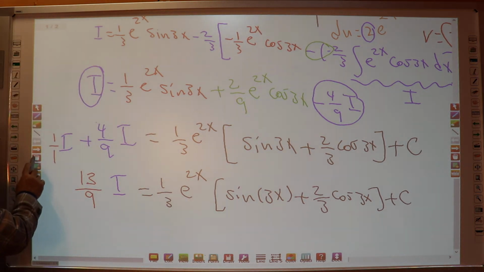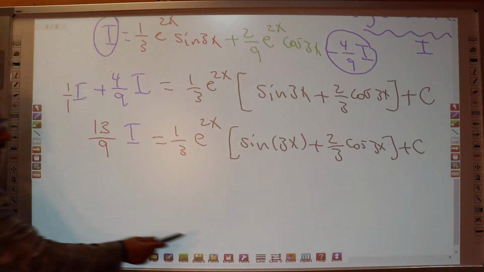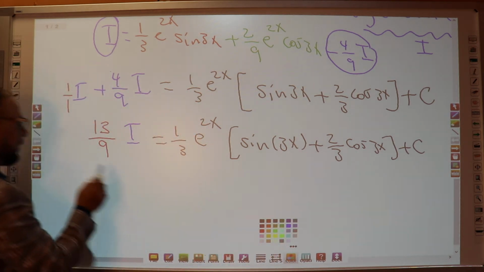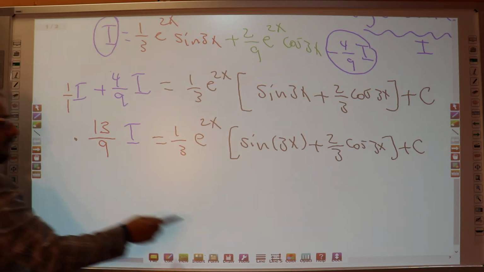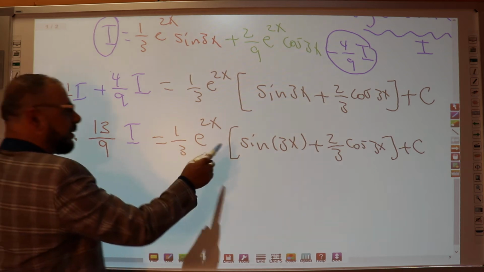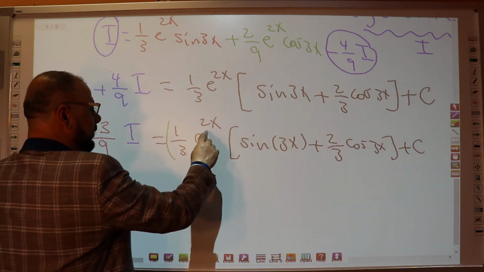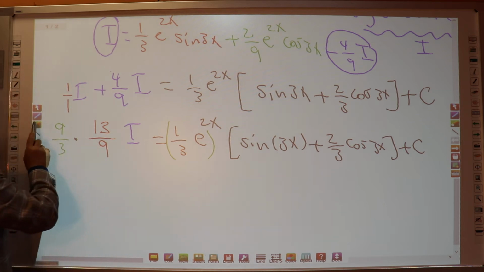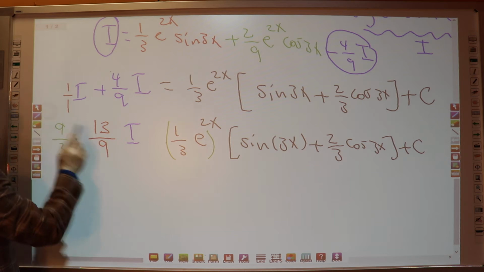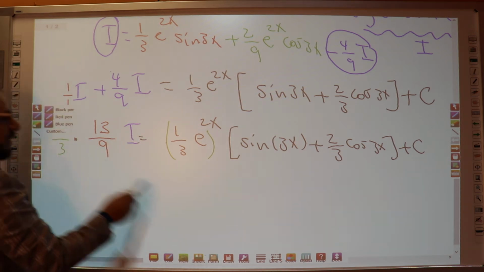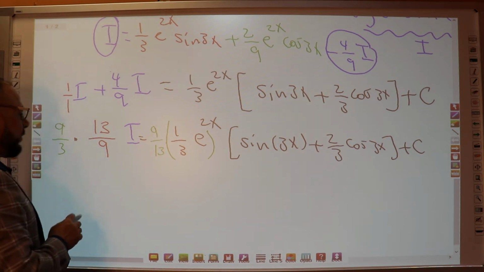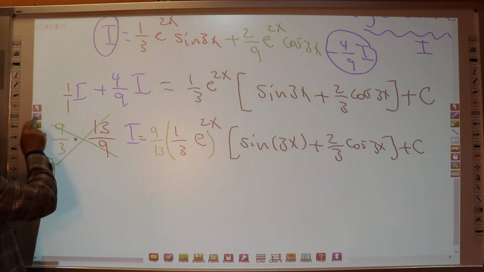Multiply both sides by 9 over what? 13, right? Multiply both sides by 9 over 13. Multiply by 9 over 13, and here 9 over 13. Let me just move the equal sign a little bit here, and the 9 over 13 will be in both sides. Okay, this cancels and this cancels.